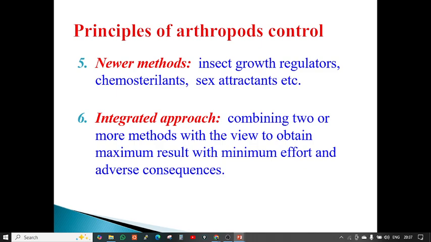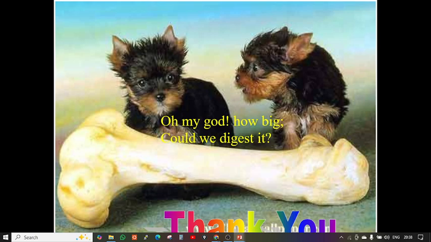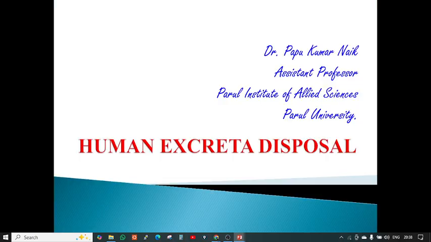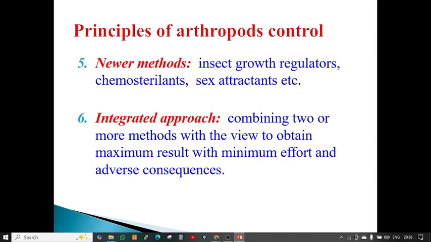Then integrated approach, combining two or more methods with a view to obtain maximum result, that is called integrated approach. So above the five methods, you have to use more than one method, that is called integrated approach, in order to kill the arthropods or the organisms which can carry the disease causing agent. So these are the different methods, and this is all about arthropods and how to control them.